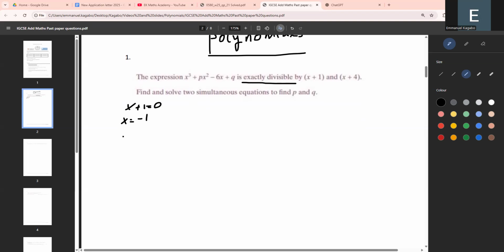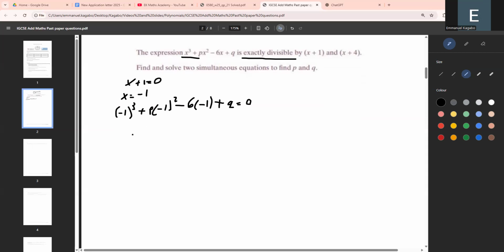So that means I'm going to say (-1)^3, I'm substituting here, guys, plus p(-1)^2, minus 6(-1) plus q, equals 0. Because they said it's exactly divisible, the remainder should be equal to 0, based on the remainder theorem.